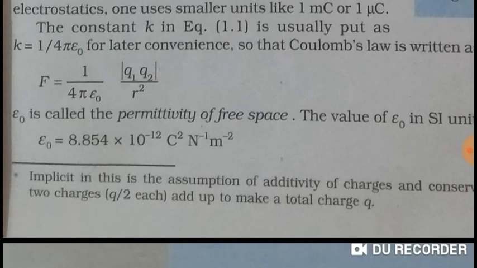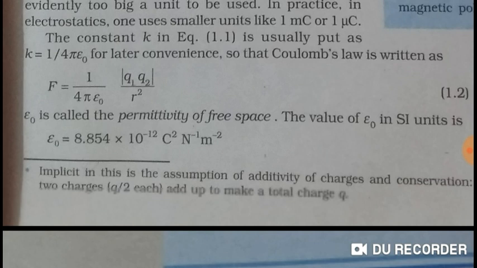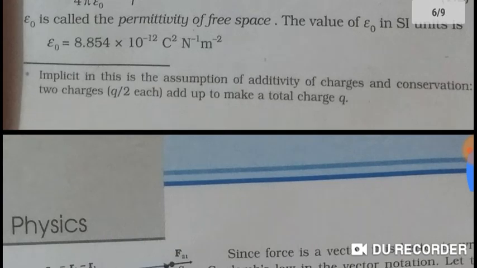The constant k in equation 1.1 is usually put as k = 1/(4πε0) for later convenience, so that Coulomb's law is written as F = (1/(4πε0)) |q1 q2|/r². ε0 is called the permittivity of free space. The value of ε0 in SI units is ε0 = 8.854 × 10^-12 C²/(N m²).